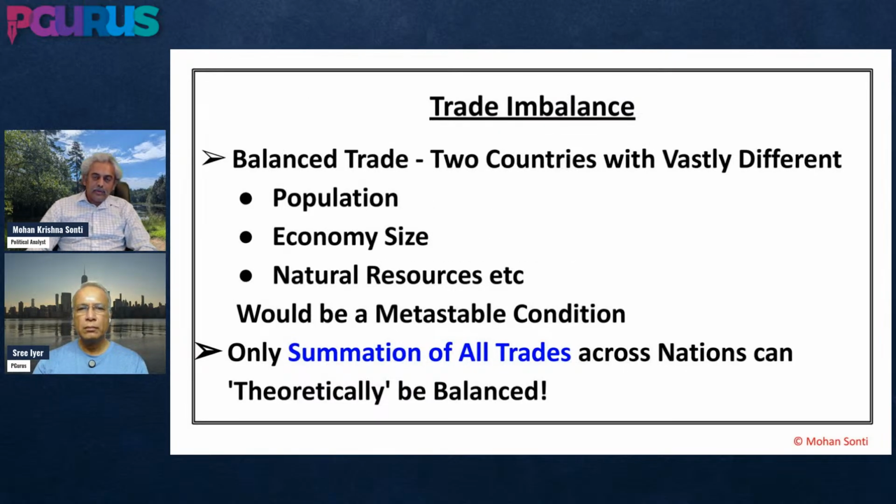So the first thing we need to understand is regarding the trade imbalance. A balanced trade between 2 countries with vastly different population, economy size, and natural resources, etc. would just be a metastable condition. I mean, that simply cannot be achieved. And if it is done, that's going to be a metastable condition that is not going to last long. So only a summation of all the trades across nations can theoretically be balanced. It's basically balancing your own budget, but you cannot do that individually with every single country.